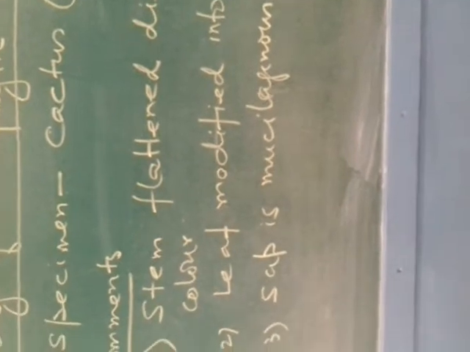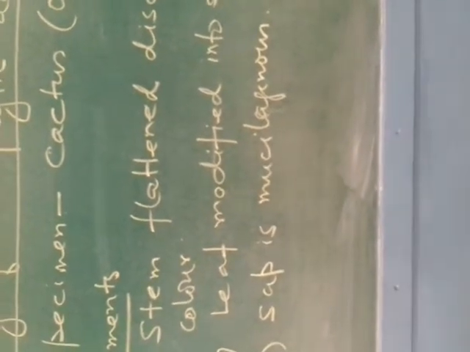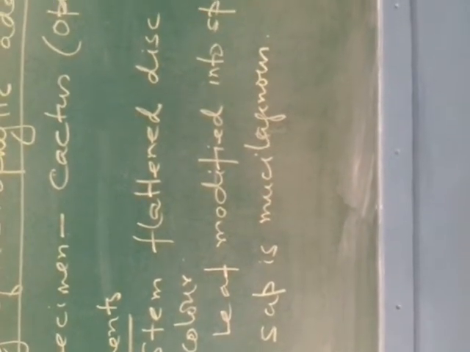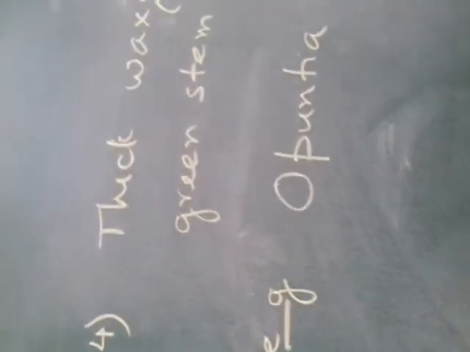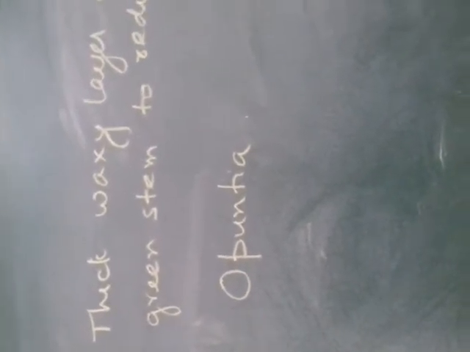And the third point is the sap is mucilaginous. I showed you that the sap that is exuded is very thick, mucilaginous cell sap, because they cannot afford to lose much water. Then the fourth point you can write is a thick waxy layer, a cuticle type of layer on the flattened green stem to reduce the rate of transpiration, because these plants cannot afford to lose water. So Opuntia is an example.